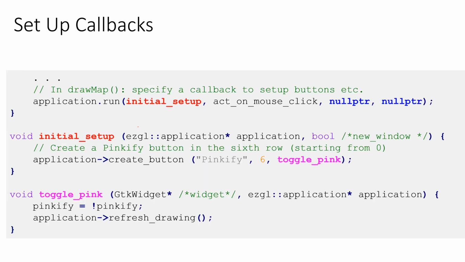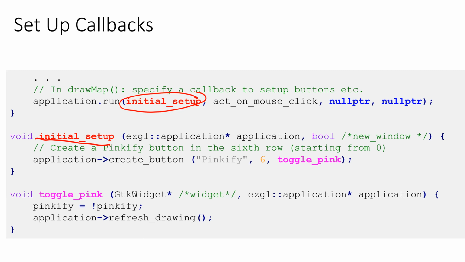Okay, so let's look at what that looks like. And this is basically a procedure for any buttons you want to add. First, I need to specify this initial setup callback, and I'm just going to call it initial setup. It's the first parameter to application run. I now need to write it.